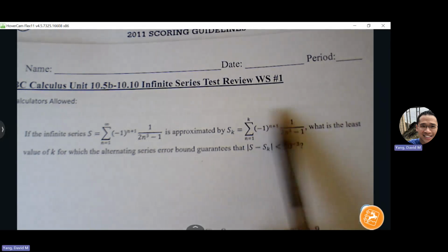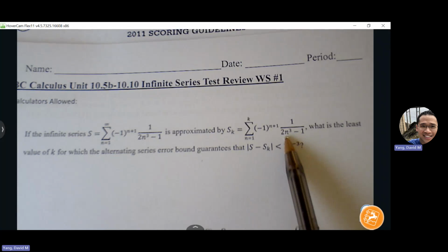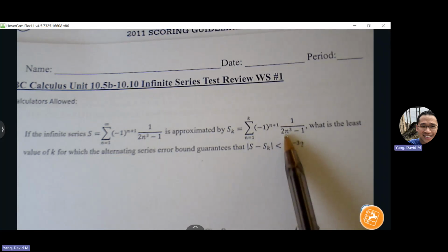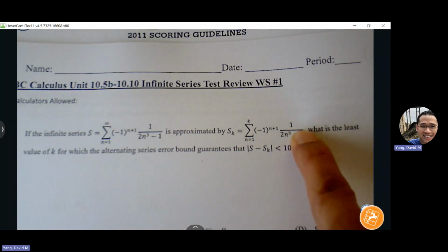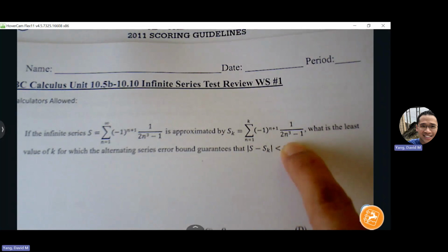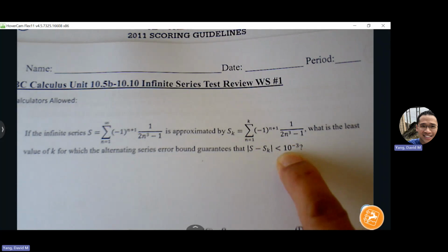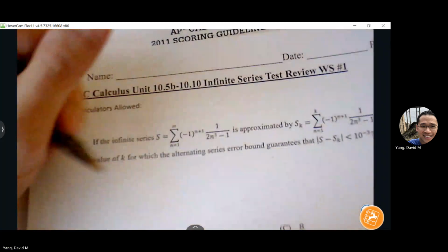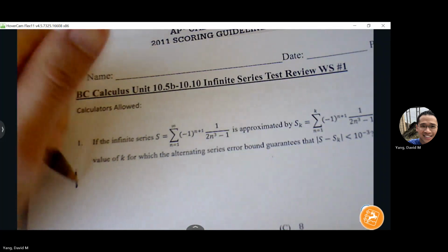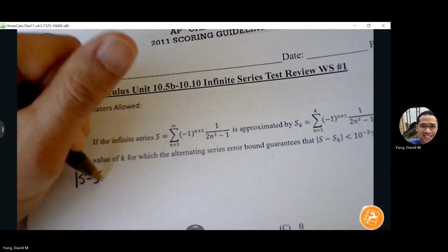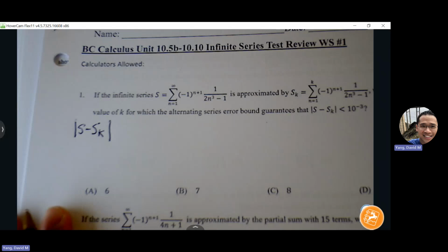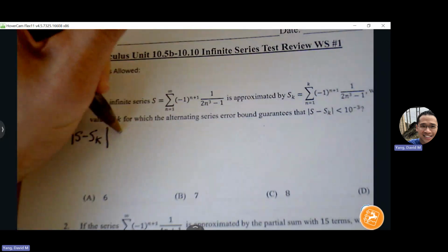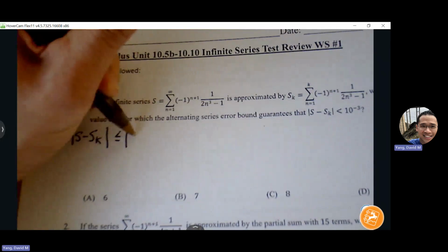And if we look at this, we have an idea that this is going to be a converging alternating series. It's within that family of p-series. So we know this is going to converge, and we know that we can rely on the first unused term to help us find the error bound. So we know that the difference between the actual sum and the partial sum is going to be less than or equal to the first unused term.